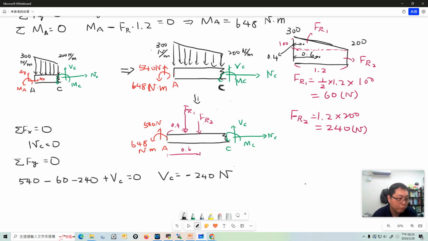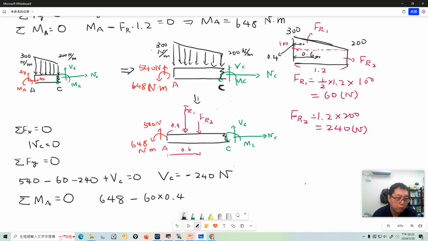If we choose A, what will happen? If we choose the moment at A, what will happen? Moment at A, okay, we see 140A, and here, if we choose A as reference point, this FR1 will create a clockwise rotation. So we will minus FR1, which is 60 times 0.4.